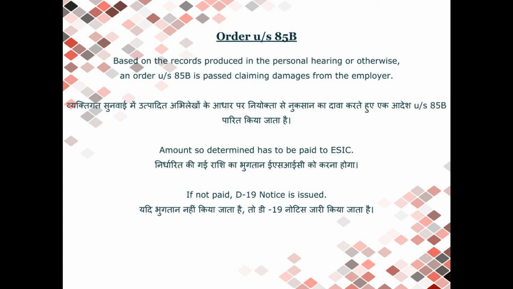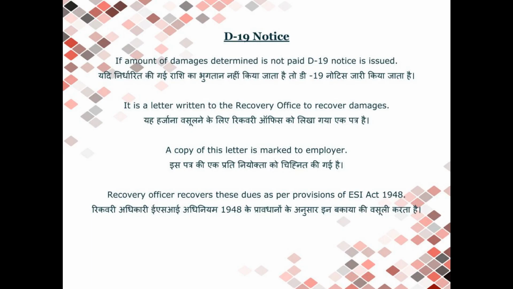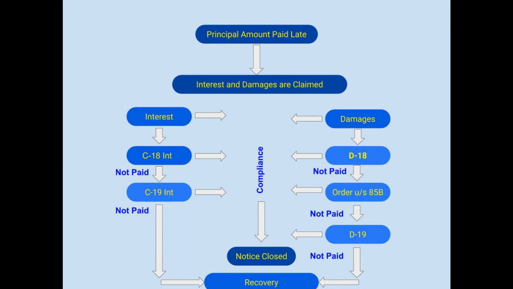If the order under 85B is not complied with by the employer, then a D19 notice is issued to the employer. D19 is again a letter to the recovery officer of ESIC from the authorized officer of ESIC, requesting the recovery officer to recover the determined amount of damages from the employer. A copy of this letter is marked to the employer so that the employer knows how much amount is going to be recovered by the recovery officer of ESIC from the employer.